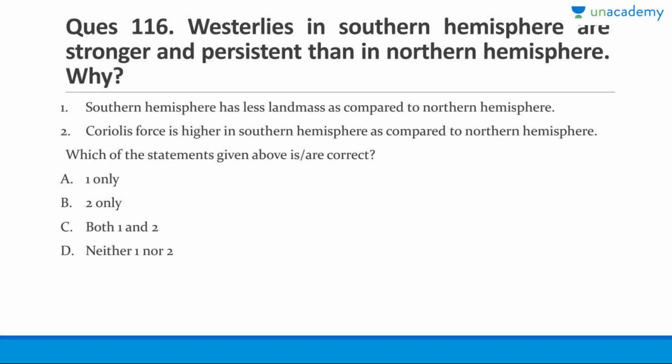Question 116. Westerlies in the southern hemisphere are stronger and more persistent than in the northern hemisphere. Because the southern hemisphere does not have much landmass, it has just Australia and a bit of South America, that's all. So because the southern hemisphere has less landmass, the Coriolis force is caused by and does not change with hemisphere. This is wrong. Coriolis force is present in both north and south. It has to do with the rotation of the earth. Answer here is A, one only.